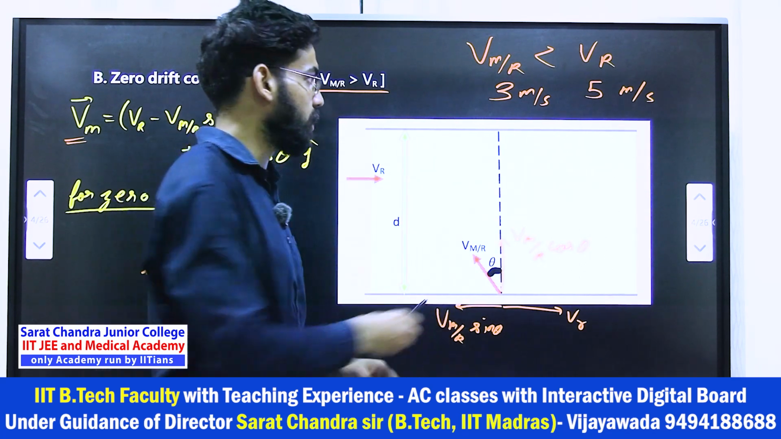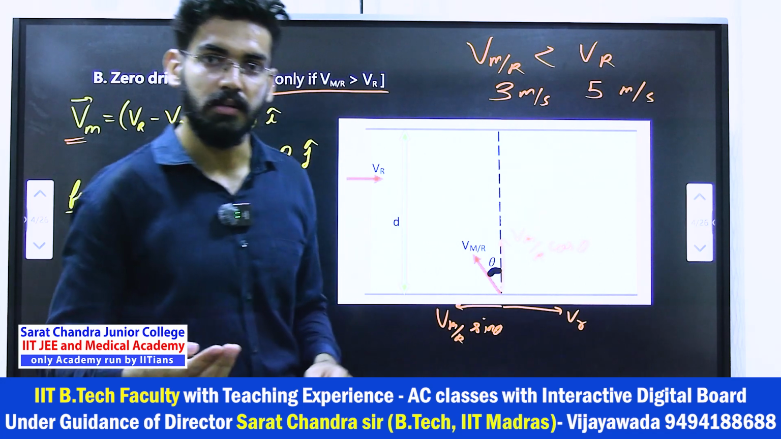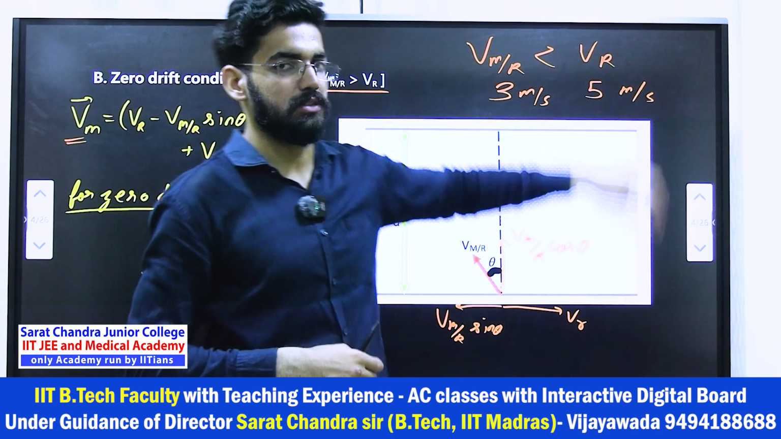You can't get 0 drift if the velocity with which you can swim is less than the velocity of the river.